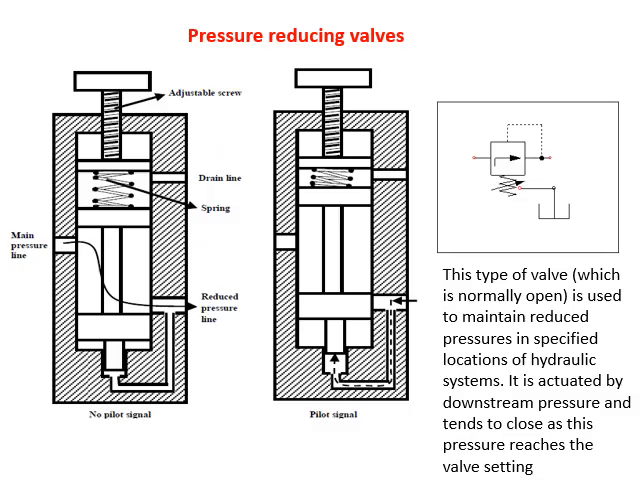The next type is the pressure reducing valve. The function of this type of valve, which is a normally open type of valve, is mainly to reduce the pressure in a specific location of the hydraulic system. It is actuated by downstream pressure and tends to close as this pressure reaches the valve setting. You can see that this is a working diagram for this pressure reducing valve.